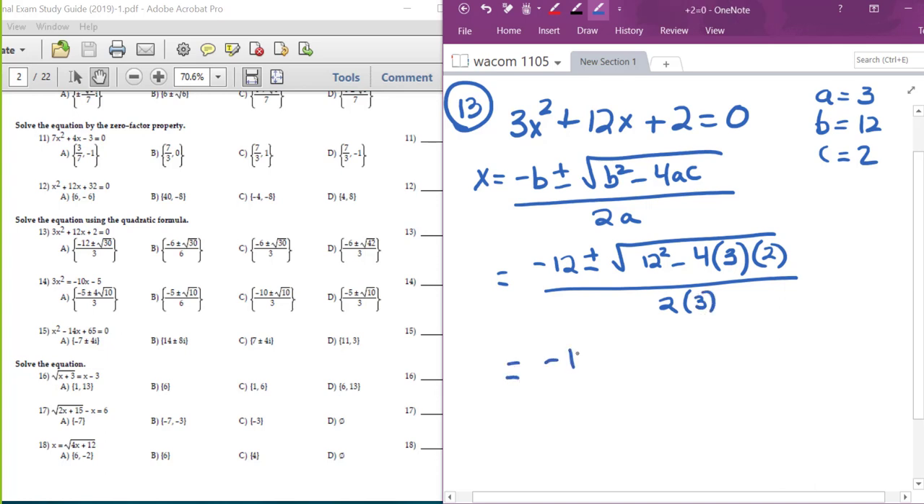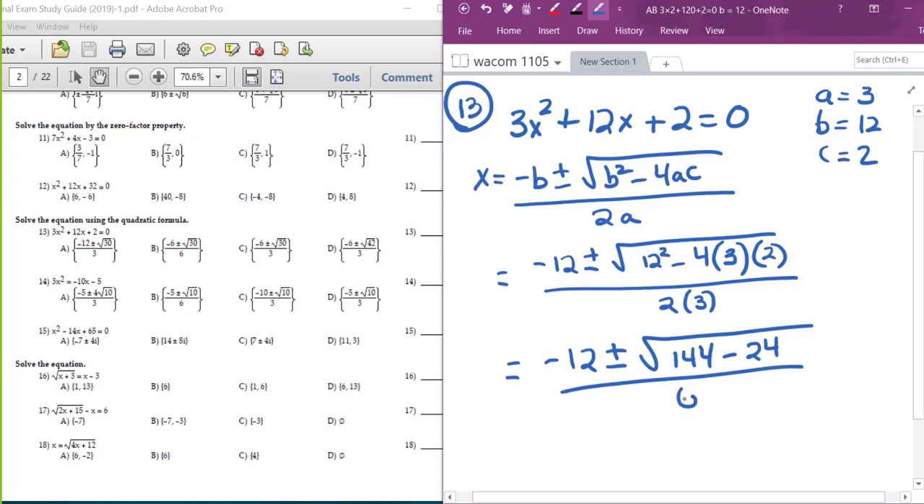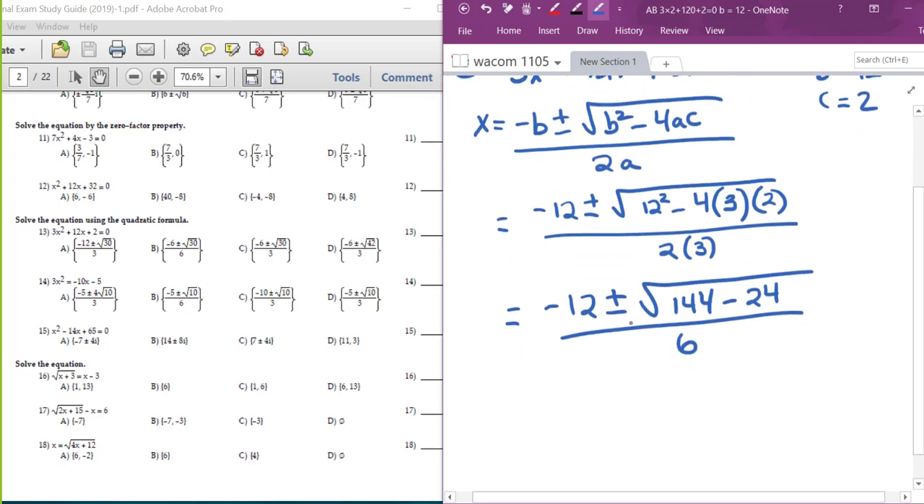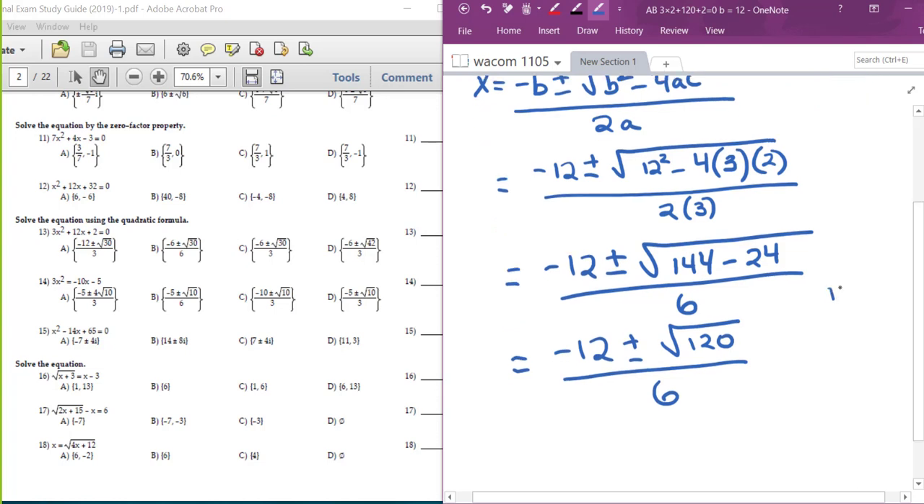Then we'll clean up. So -12 plus or minus, this gives 144. And this is 4 times 3 is 12 times 2 is 24, over 6. And so we'll clean up under the radical, -12 plus or minus. This gives us 120 over 6. And then we have to see about simplifying that radical. So we'll do that on the side.